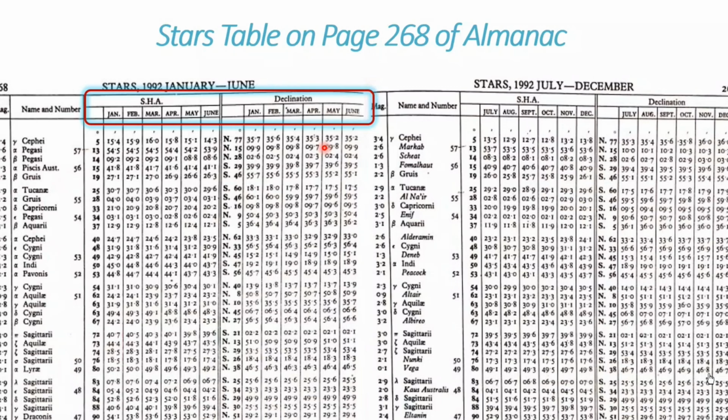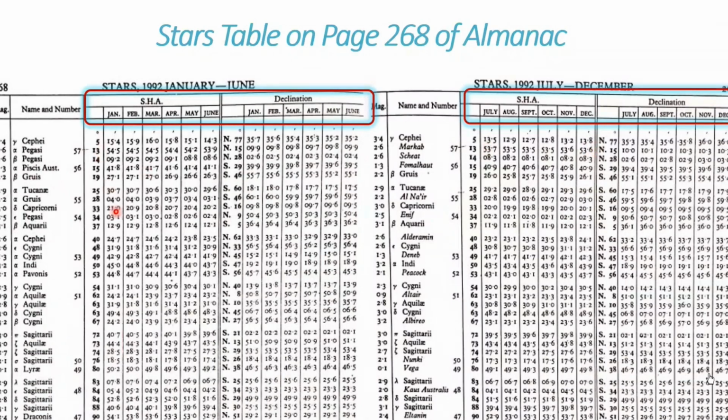Now on the right side of the page, we have the SHA and declination of the stars from July to December. So the right side page gives us the required information for the last 6 months of the year, July to December. You have the SHA followed by the declination. Again, the same format is used. Degrees are given in the beginning and the number of minutes is shown under each and every month.